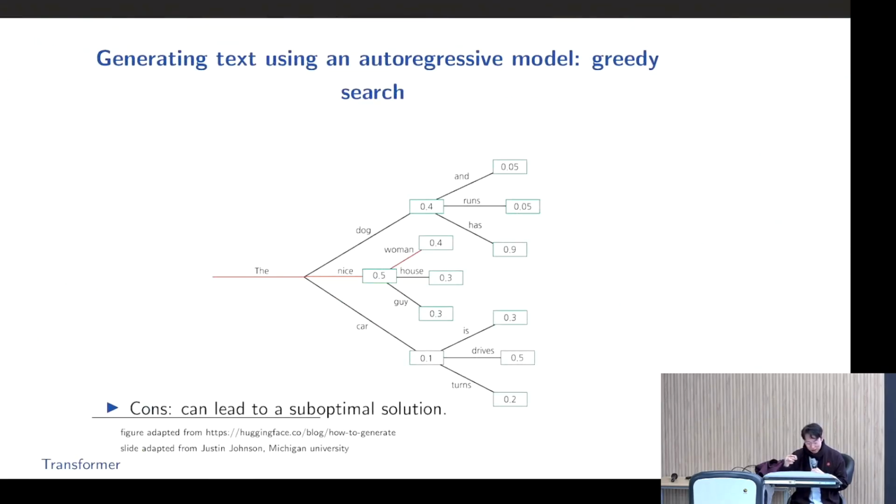So let's look at an example here. You input the first token, it enters your language model. Let's say dog had probability of generation 0.4, nice had probability of generation 0.5, car had probability of generation 0.1. Okay, so we're going to do greedy decoding. So nice is selected, and these branches are not selected.